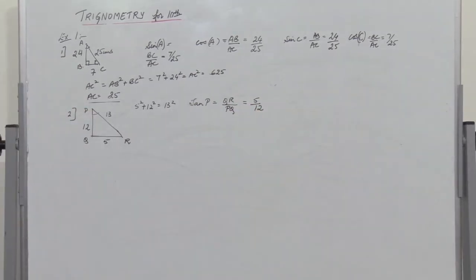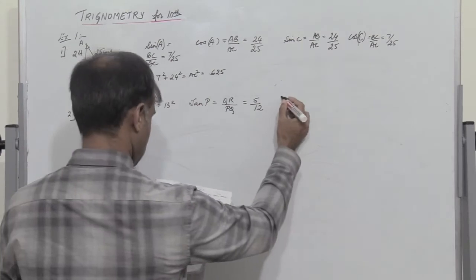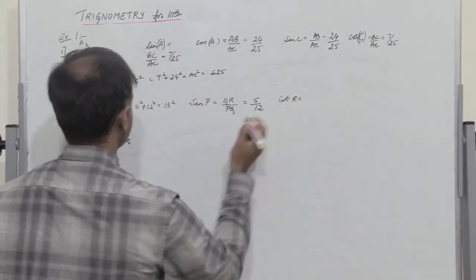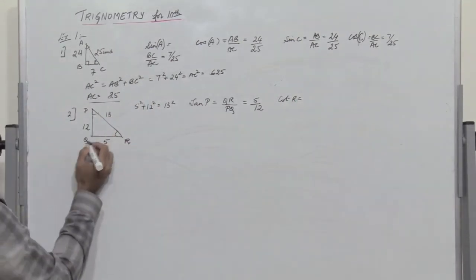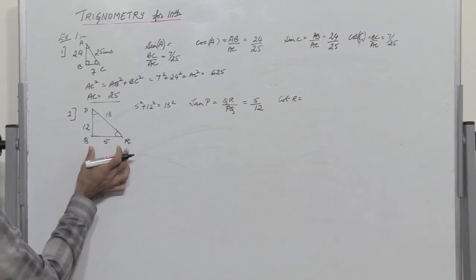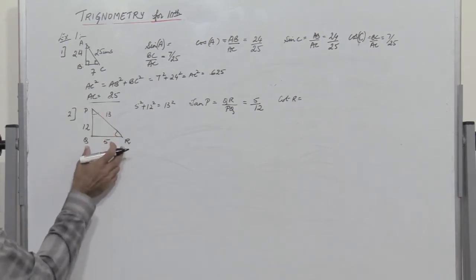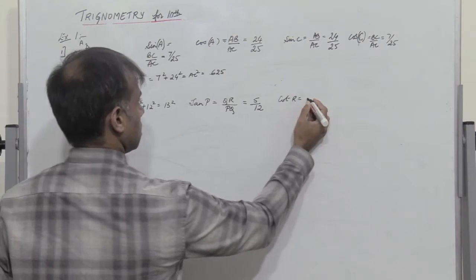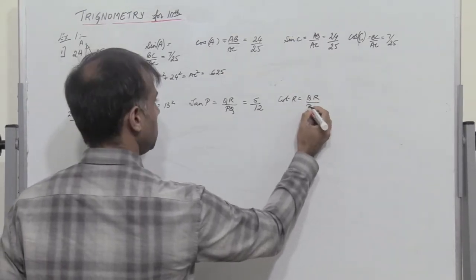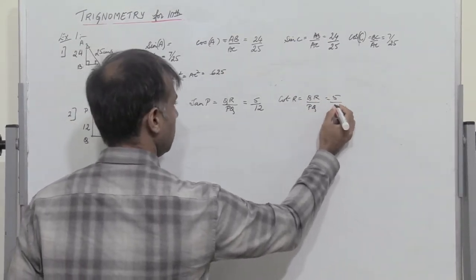Similarly, we need to find cot R. So what is cot R? This is angle R. So cot R is the adjacent side divided by the opposite side, which is QR divided by PQ, which is again 5 by 12.